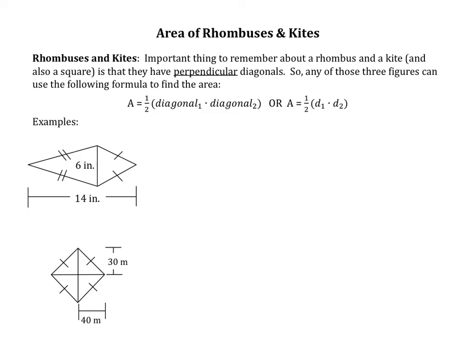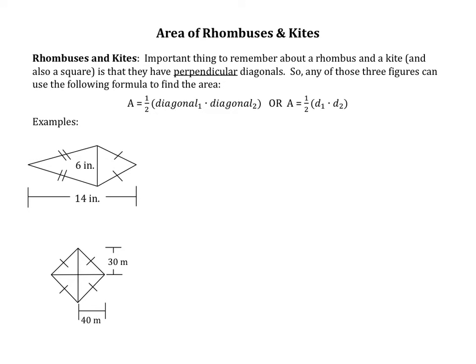Now let's look at rhombuses and kites. The important thing to remember about a rhombus and a kite, and also a square, is that they have perpendicular diagonals. So any of these three figures can use the following formula to find the area. So my formula is area equals 1/2 diagonal 1 times diagonal 2. Or we will always simplify that to area equals 1/2 d1 d2.